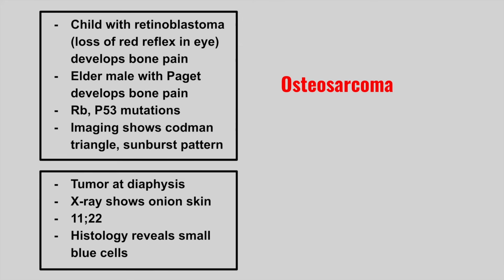Next, we have a tumor at the diaphysis. X-ray shows onion skinning pattern. There's a translocation of 11;22, and histology is going to show small blue cells. So this is Ewing sarcoma.